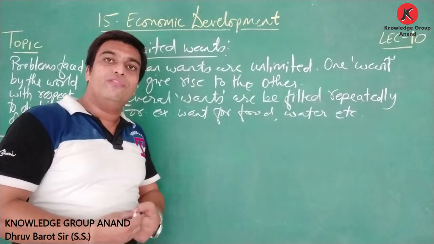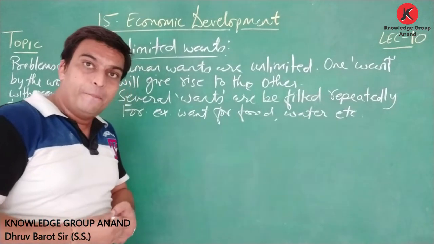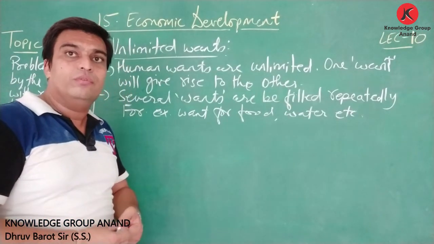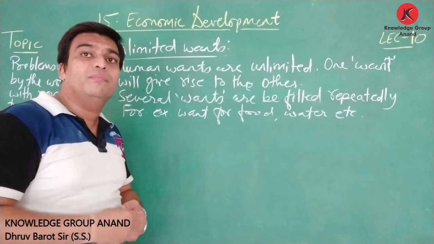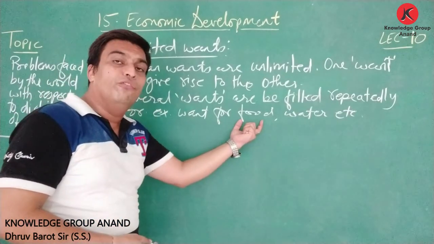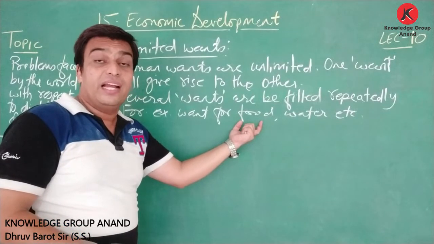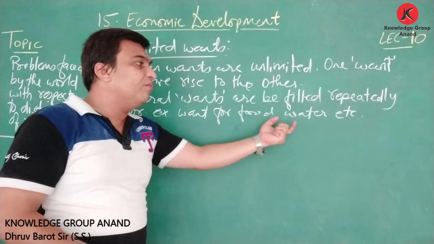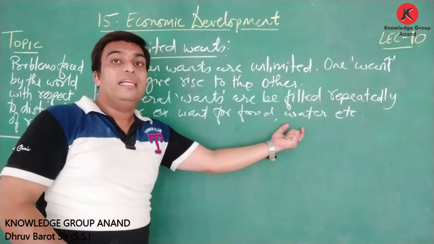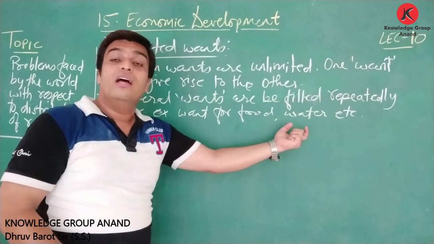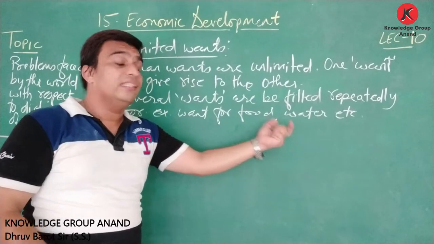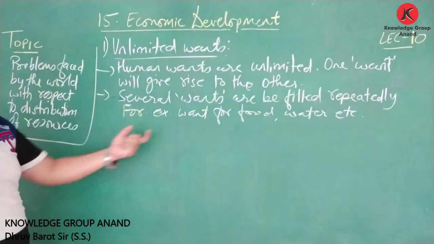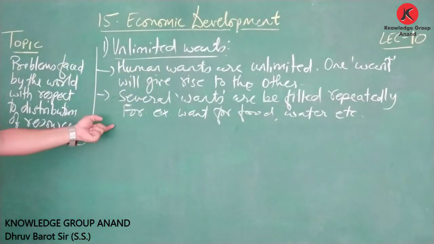If our want for food is filled for the present time, after some time this requirement for food increases again. Again we will require food. If we satisfy our want for drinking water, again after some time this requirement will arise. So there are several wants that are to be filled repeatedly.